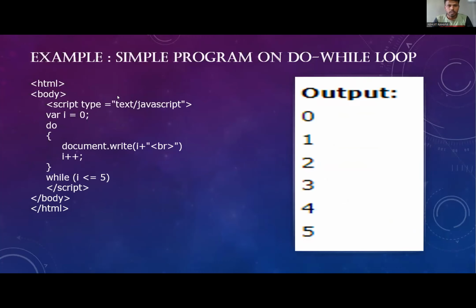Here is a simple program for the do while loop, where i is equal to 0. It enters the loop without checking the condition, prints 0, and then increments the value. It checks whether the value is less than or equal to 5, then redirects to the loop and prints 1, 2. It increments until the condition is false.